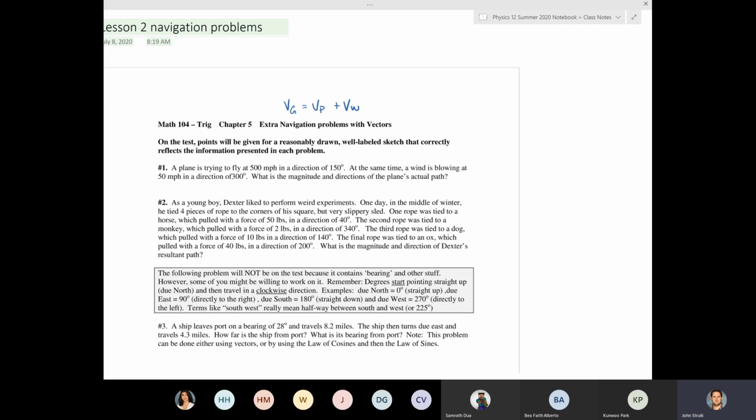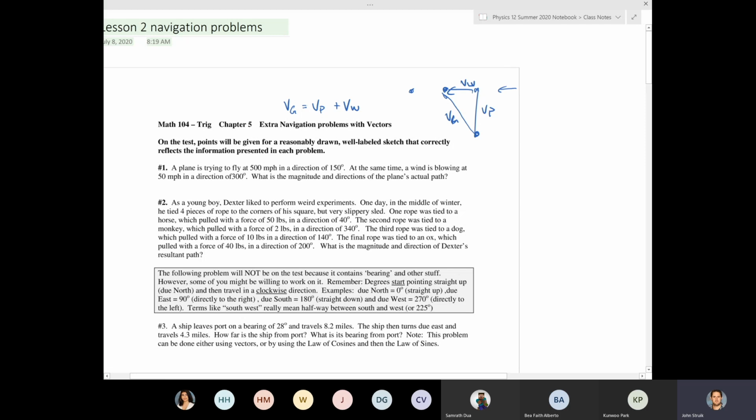And it makes sense. If a plane wanted to go here, but the wind was blowing, let's say that way, well, the plane can't just go that way, otherwise it'll end up over here. So it's going to have to go this way to get there. So it's V plane plus V wind to get to the actual destination it wants to go to.